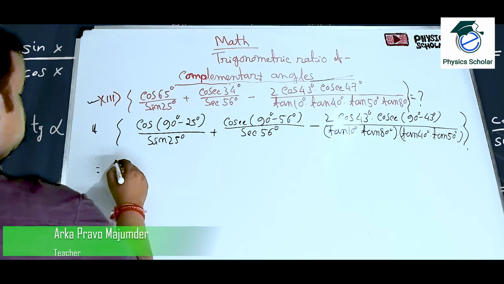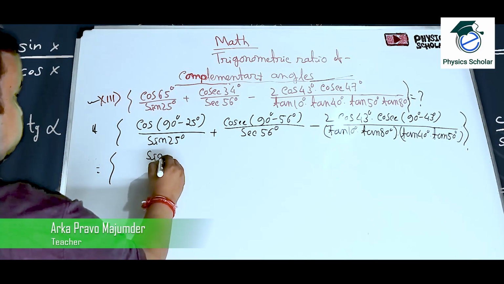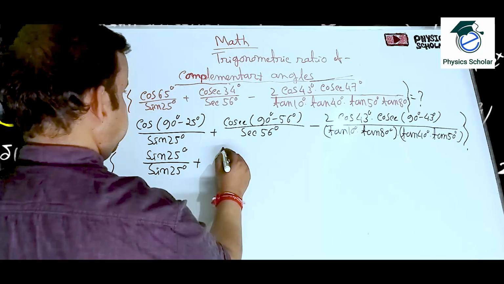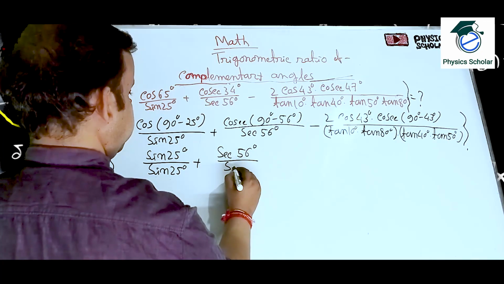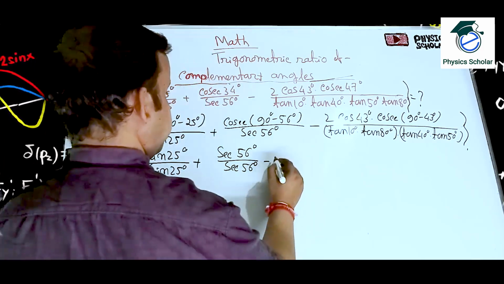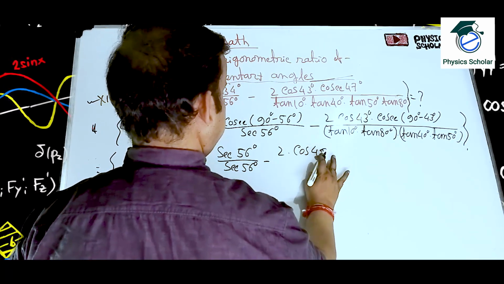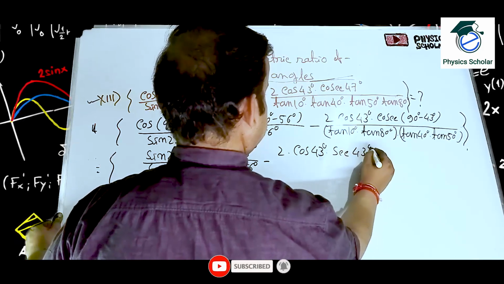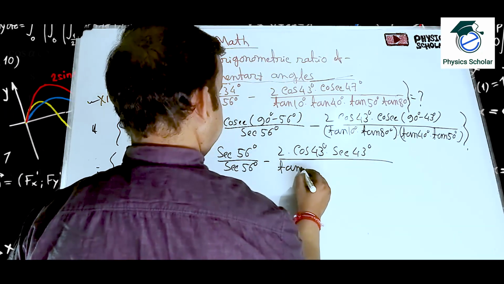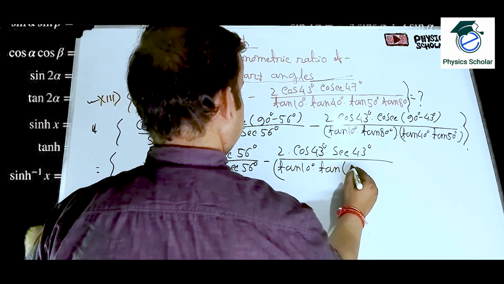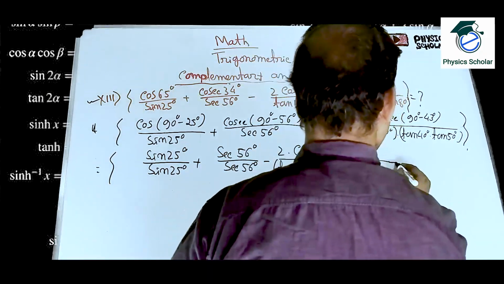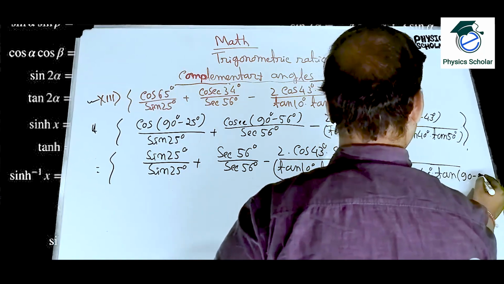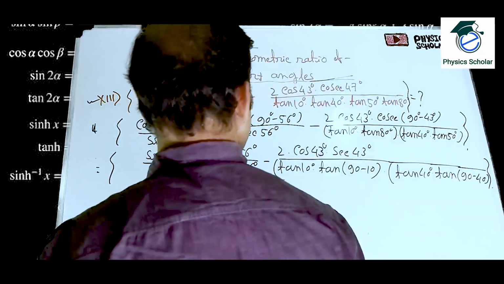So now cos(90 minus theta) means sin 25 degree divided by sin 25 degree, plus cosec(90 minus theta) means sec theta, so sec 56 degree divided by sec 56 degree, minus 2 into cos 43 degree into cosec(90 minus theta) means sec 43 degree, clear, whole divided by tan 10 degree into tan 80, means how we can write, 90 minus 10, clear, into tan 40 degree into, we can write, tan 50 as tan(90 minus 40), okay. So this is the thing, clear.